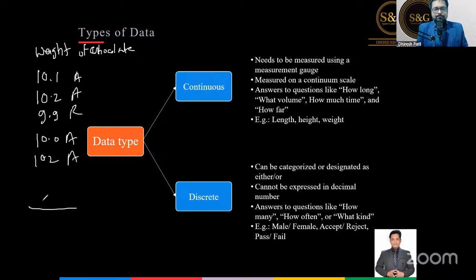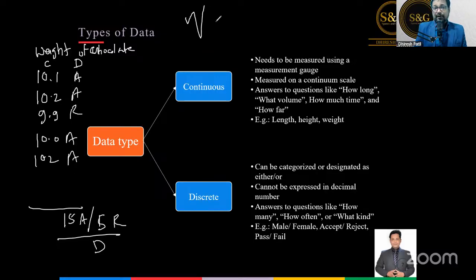So finally, let's say I get 15 accepts and 5 rejects out of 20. Imagine this. This is called discrete data. And these values, 10.1, 10.2, 9.9, 10.0, are called continuous data. Now, with discrete data, the only thing I know is that these 5 chocolates are rejected and 15 are accepted. But with the continuous data, I can make a trend out of it.